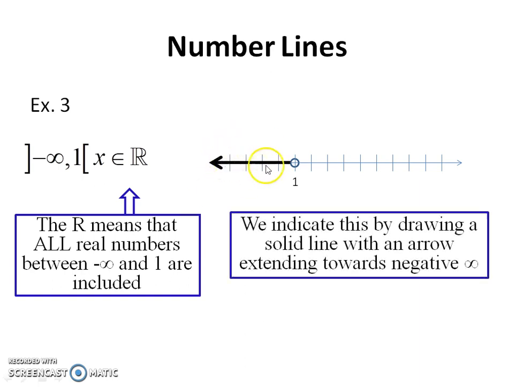So it has an arrow at the end, and a solid line starting from the 1, going to the left because it was negative infinity. This shows that this interval includes all real numbers smaller than 1. So this would be 0, -1, -2, and it includes all of the decimal, rational, and irrational numbers in between.